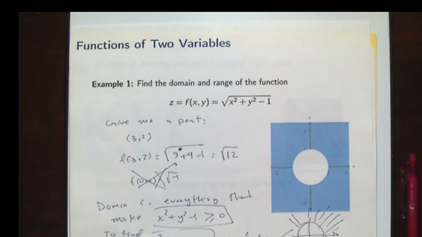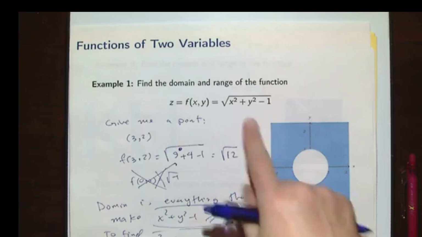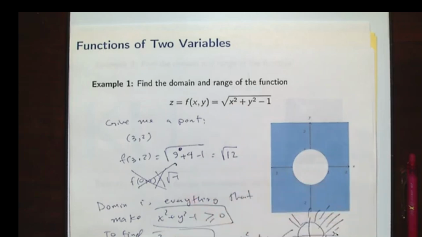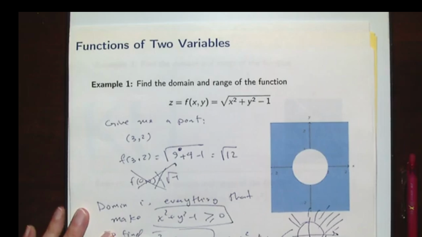Are you expecting any negative number? No. Can you expect 0? I can expect 0. I can plug in x equal to 1 and y equal to 0, and I get 0. There are multiple points that have everything on the boundary. Right? Can I get any positive number?